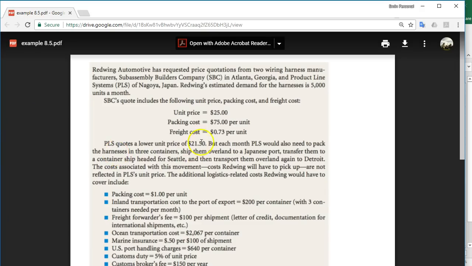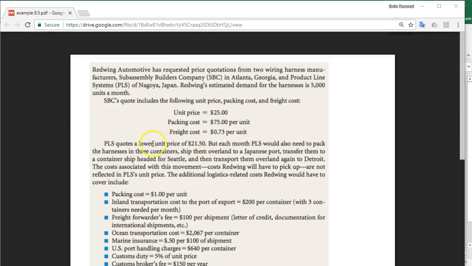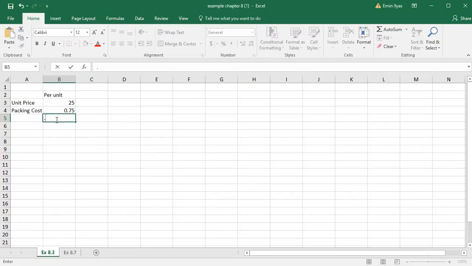And finally, freight cost of 73 cents per unit. So I'll come here and type 73. Just a quick reminder, some of you will have a comma as a decimal separator, and some of you will have a dot. So make sure you have inserted the right one. For example, in my case, it's a dot.